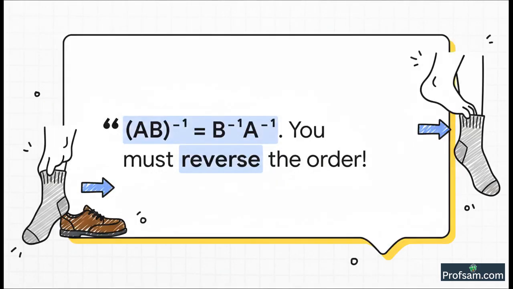And finally, rule number 3. This one's a little bit tricky, so listen carefully. It's called the socks and shoes rule. It's for finding the inverse of a product, like AB inverse. Now, you might think the answer is just A inverse times B inverse. Wrong. You have to reverse the order. It becomes B inverse times A inverse. Think about it logically. In the morning, you put on your socks first, then your shoes. To undo this at night, what do you do? You take off your shoes first, then your socks. You have to reverse the order. It's exactly the same for matrices.